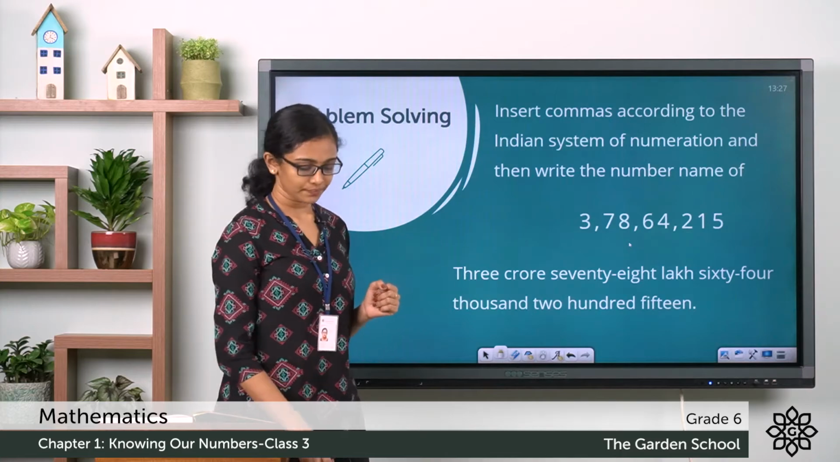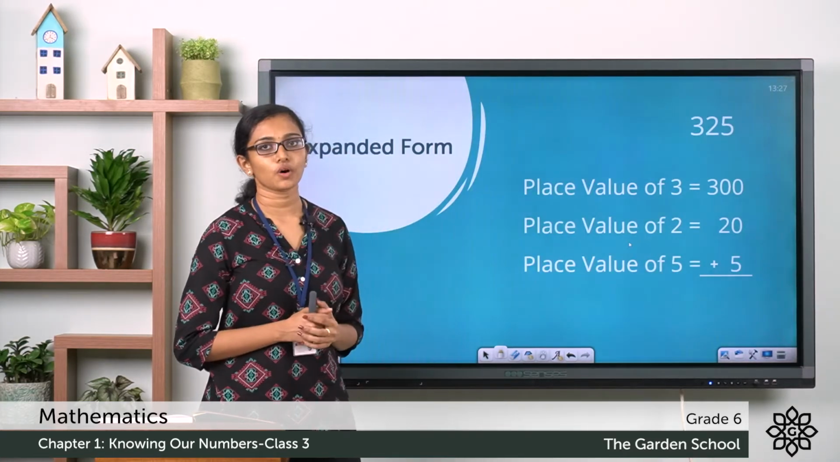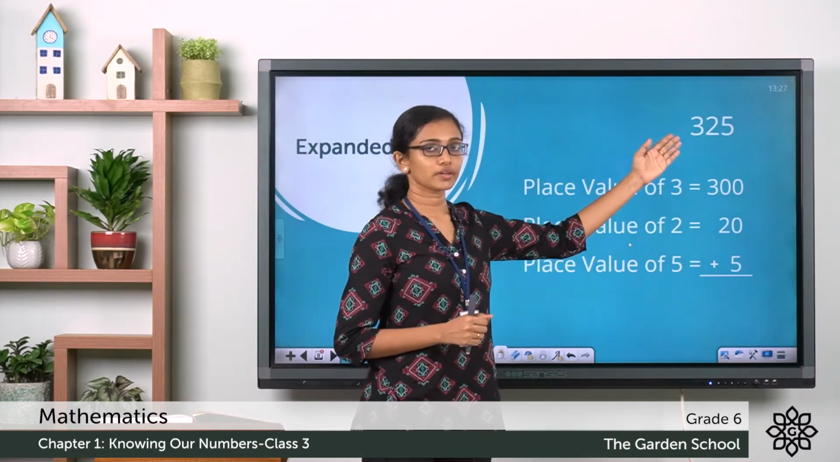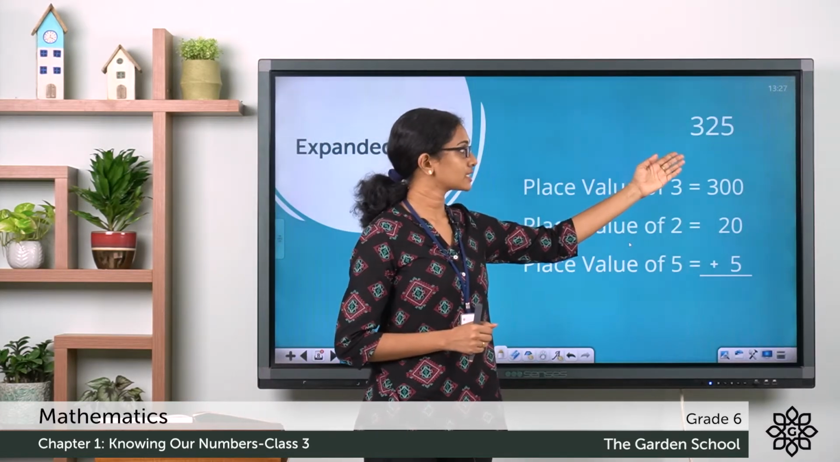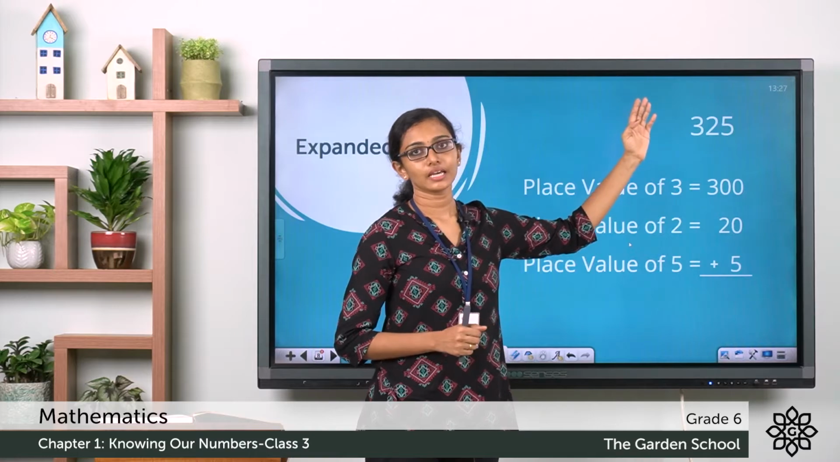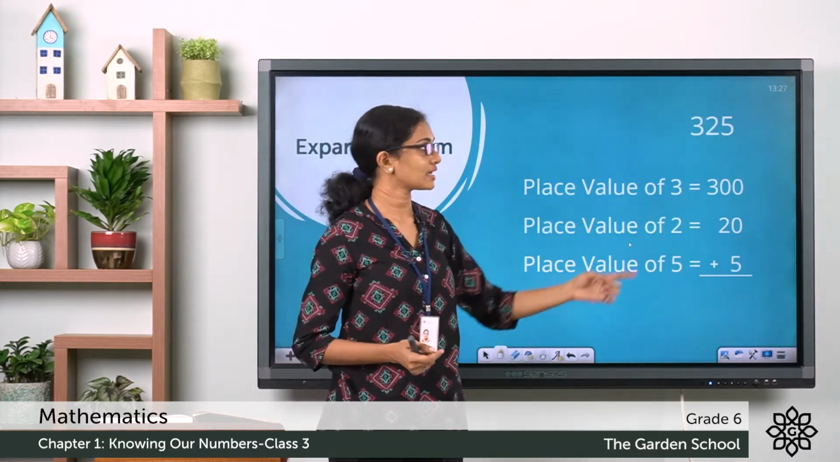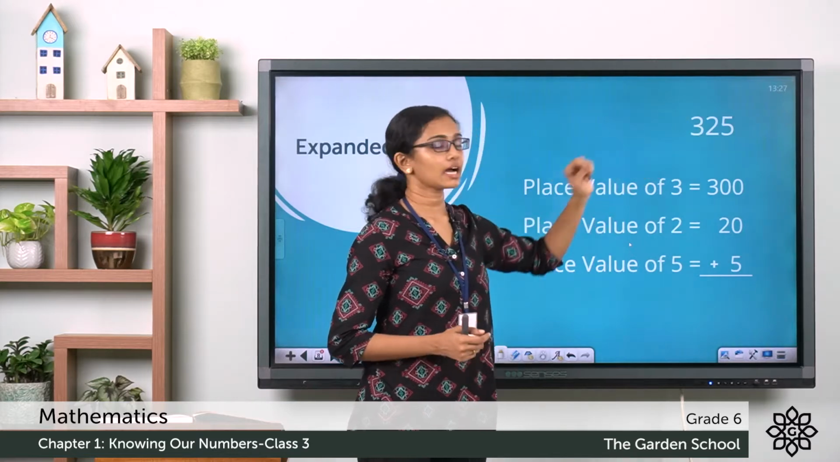Now let's see what is the expanded form of a number. So you see this number here. Can you try reading it? It is a 3-digit number. It is 325. It has got 3 places. Which are the places? Ones, tens and hundreds.